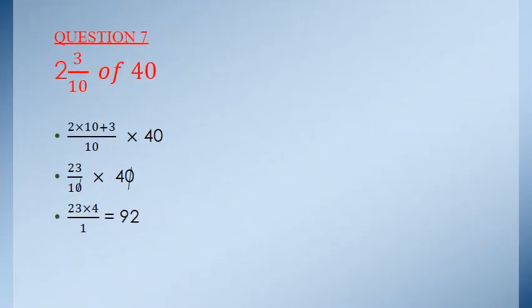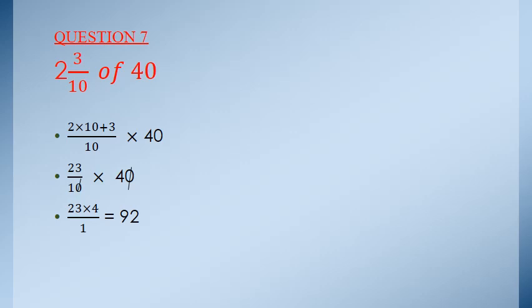Now question number 7. 2 3 upon 10, this is a mixed fraction, of 40. So first of all we'll convert the mixed fraction into improper fraction. Our numerator will become 2 multiplied by 10 plus 3 upon 10. That is the denominator in the question itself. Instead of "of" we'll write multiply and 40 will be written as it is. Now our fraction came out to be 23 upon 10 multiply 40.